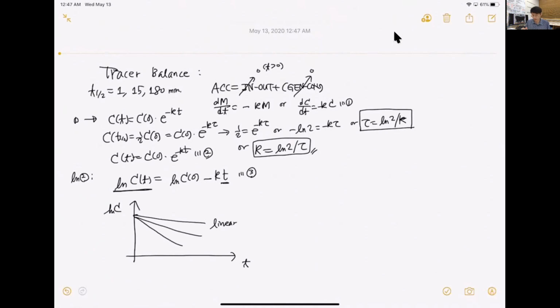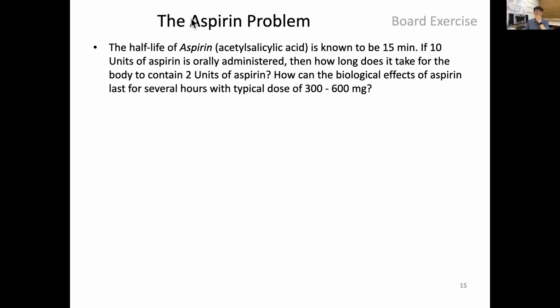Depending on a different K, this becomes a linear graph. This can be used to confirm whether the reaction is really first order: we can draw the experimental data over time against the log of concentration and see if the graph looks linear. Okay, so we'll stop it here and then move on.